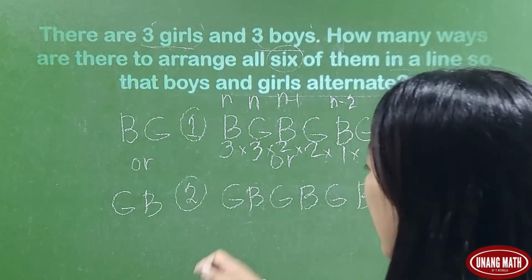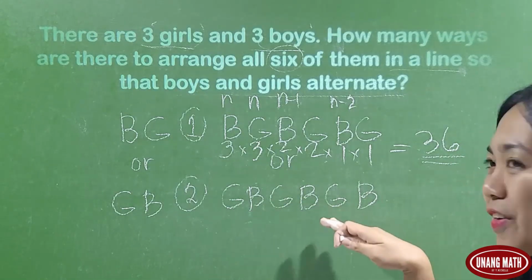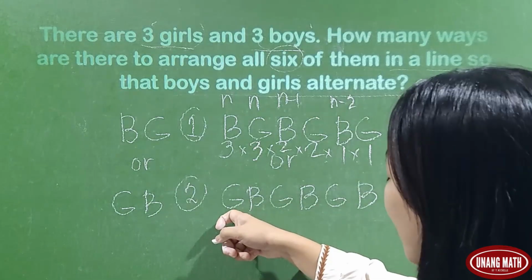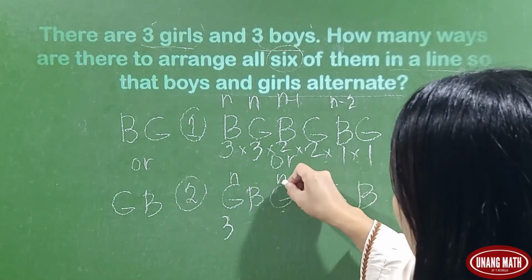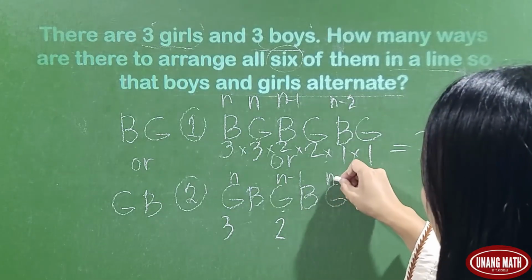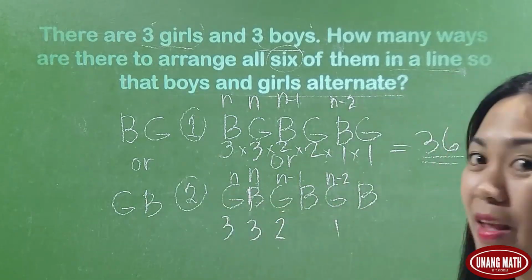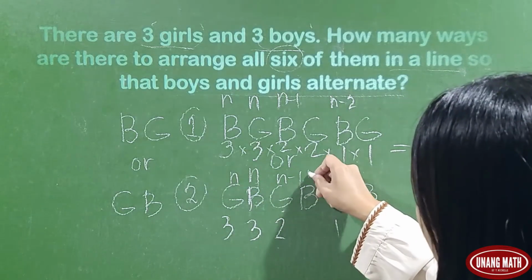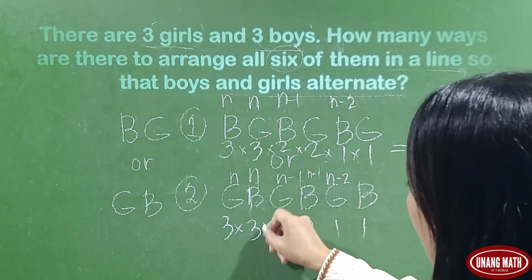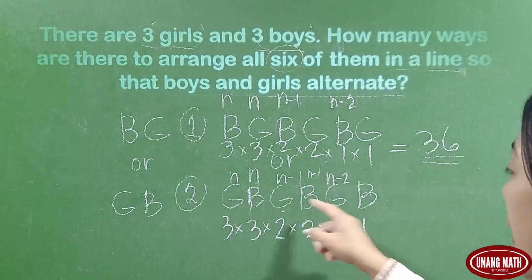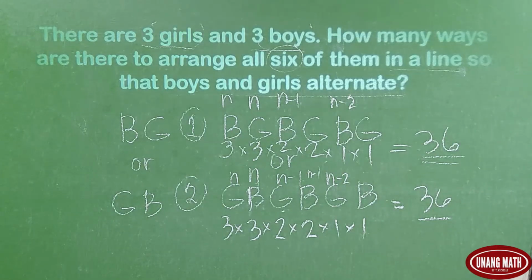What about here? Girl, boy, girl, boy, girl, boy. So this is also where boys and girls alternate. Let's find the outcomes. This is our n, so this is 3. This is n minus 1, so 2. N minus 2, this is 1. How about here? This is n, so this is 3. So we have 3 outcomes also. This is n minus 1, so 2. N minus 2, so this is 1. And we multiply these numbers because this happens at the same time. This is also equal to 36.